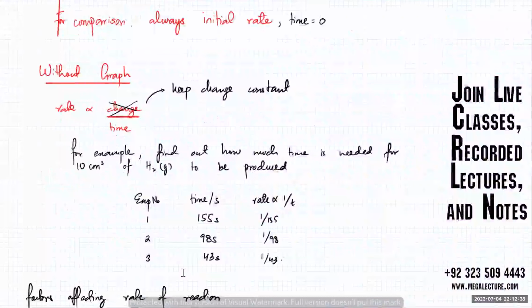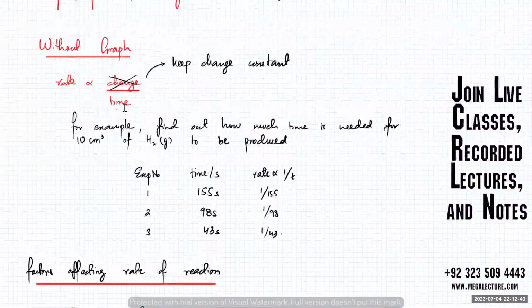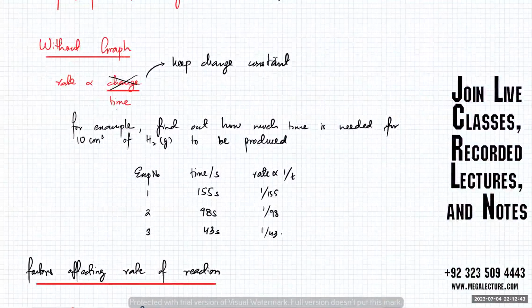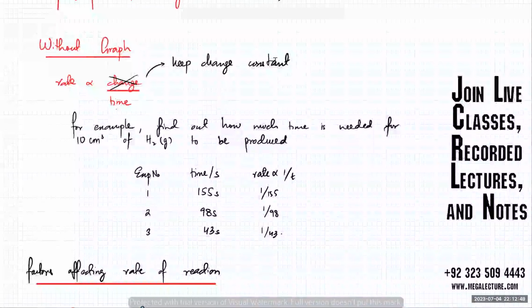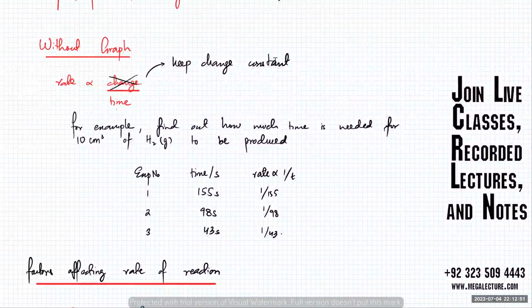And then we talked about that you can measure rate without a graph. What you can do is keep the change constant. Like you can keep it fixed, what is the amount of time that it takes for 5 cm cube of H2 gas to get produced. So rate would then be inversely proportional to time only.